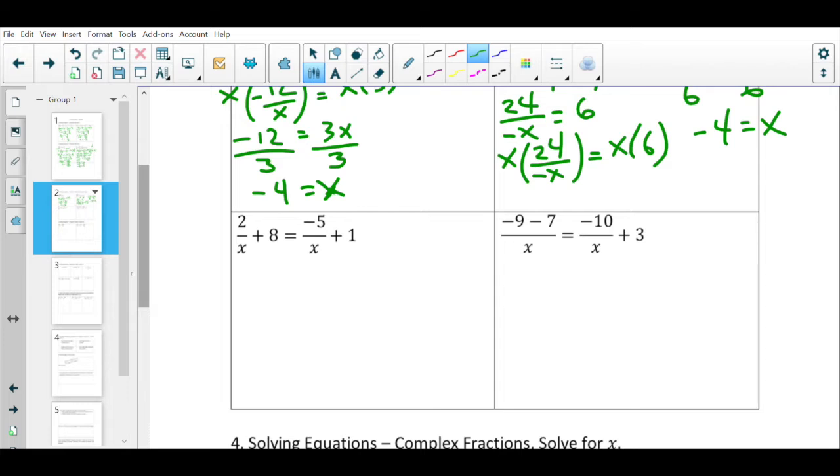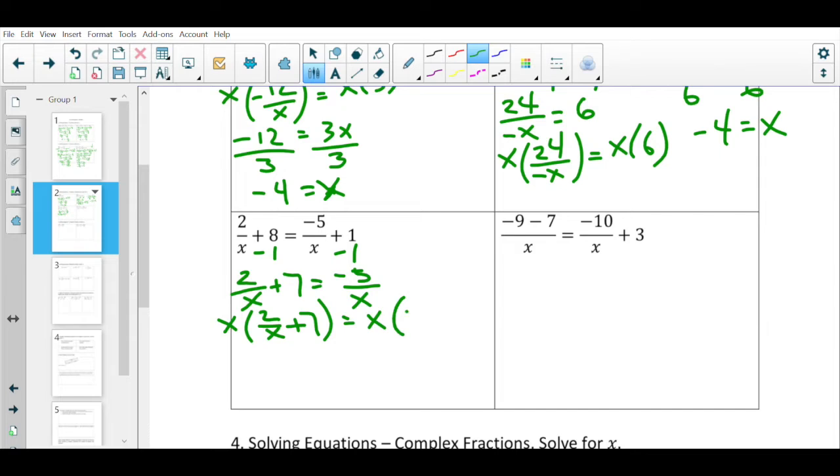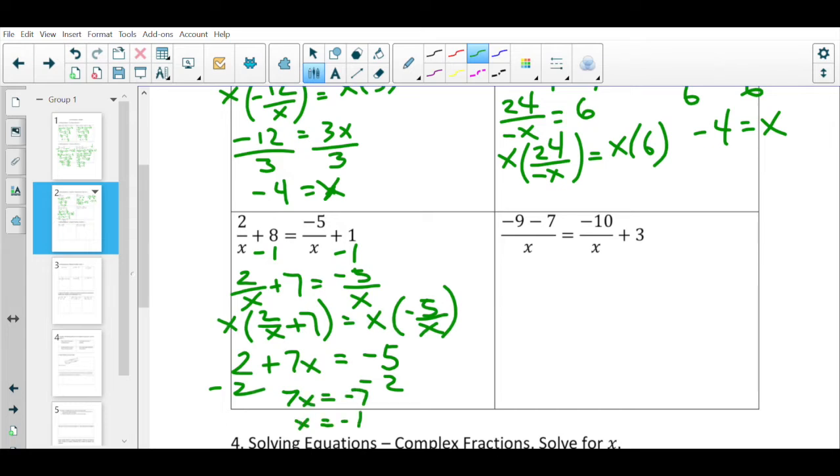Here, before we multiply through by x, let's simplify. Let's subtract 1 from both sides. So that's 2x plus 7 equals negative 5 over x. Multiply through by x, so that's x times 2 over x plus 7 equals x times negative 5 over x. X times 2 over x is 2, x times 7 is 7x. X times negative 5 over x is just negative 5. Let's isolate x. 7x equals negative 7. X equals negative 1.